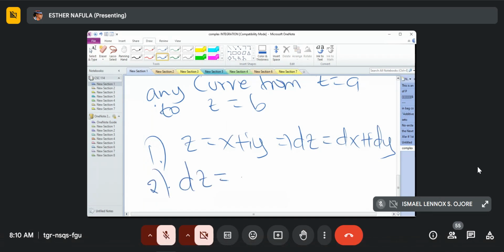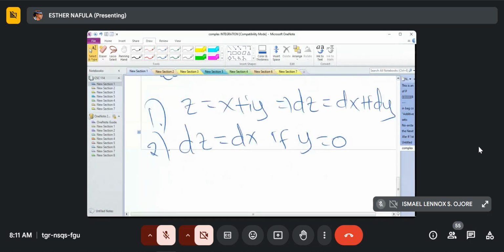dz will be equal to dx if y is 0, because if y is 0, then dy will also be equal to 0. Similarly, dz will be equal to I dy if x is equal to 0.